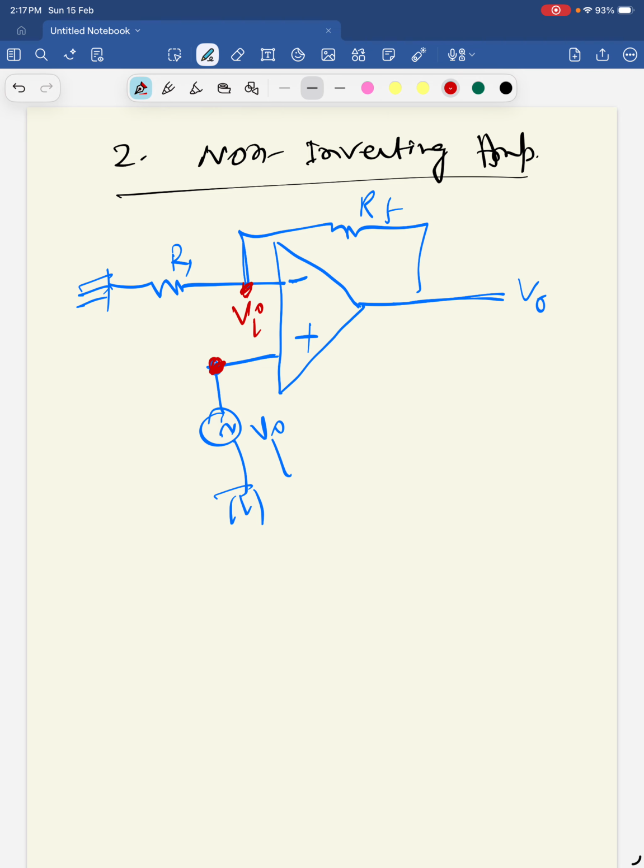Now I am showing the current components. This one is IF and this is I1. So now what should be the IF?